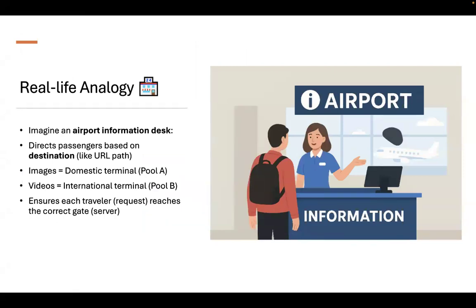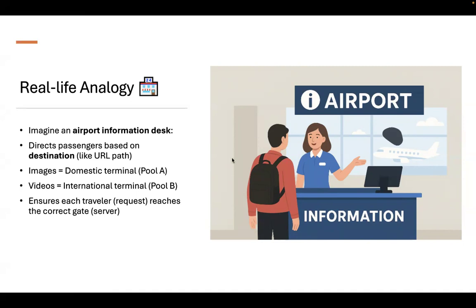Okay, so you are in an airport and you went to the information desk, which directs passengers based on destination. There are two terminals: one is an international terminal, the other is a domestic terminal. You are not sure where the domestic terminal and the international terminal are. You just have your ticket and show it to the person at the help desk. They will direct you where to go, whether to the international terminal or the domestic terminal.